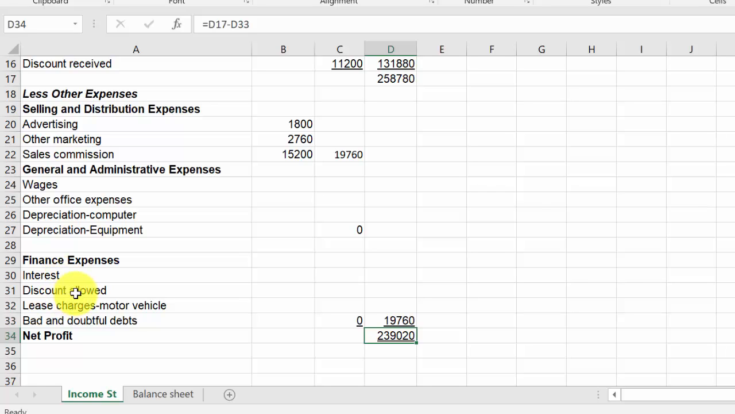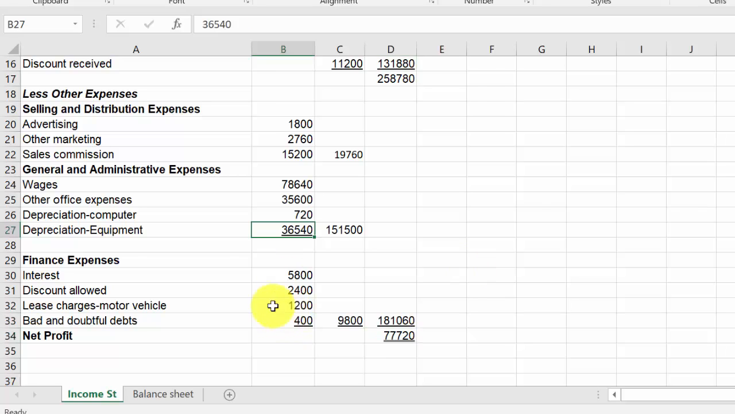In finance, interest is a common one. Now, discount allowed is the amount that we allow our customers as a discount for paying early. So that's part of our finance expenses. There's leasing and bad and doubtful debts, so there's quite a few there. So let me just pause and put those in. Okay, back again. So I've put in all these items which I would have identified before, as I told you.